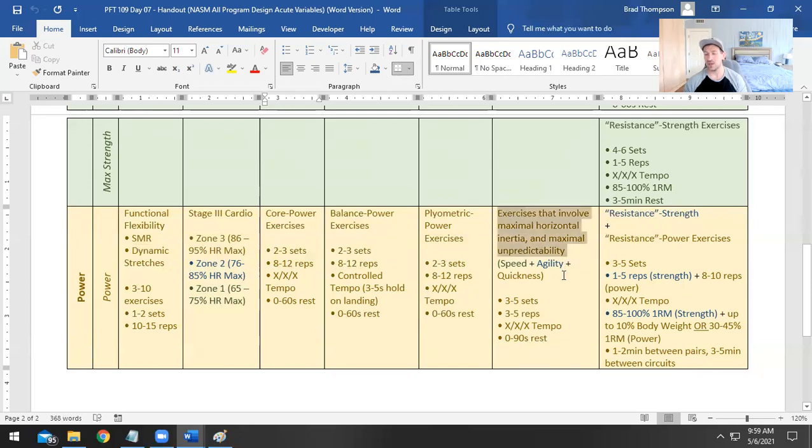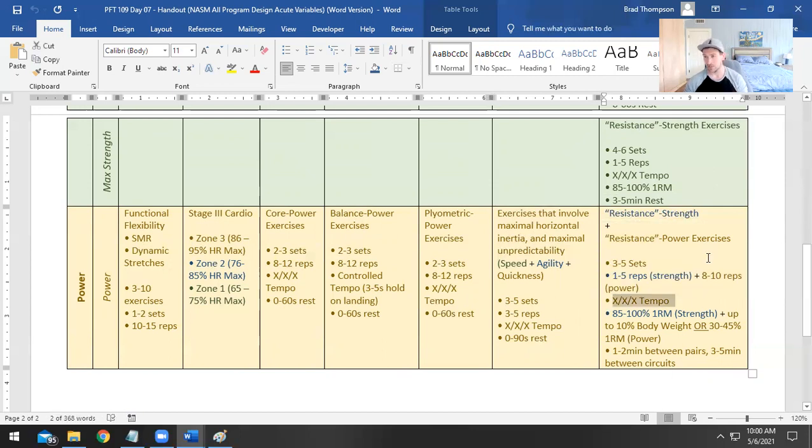Then in the SAQ section, you're going to include quickness now. So you do speed and agility and quickness. And then we are going to apply a strength movement plus a power movement. So we are doing that superset technique. 3 to 5 sets of 1 to 5 reps for your strength movement, and then you pair that with 8 to 10 reps of your power movement.